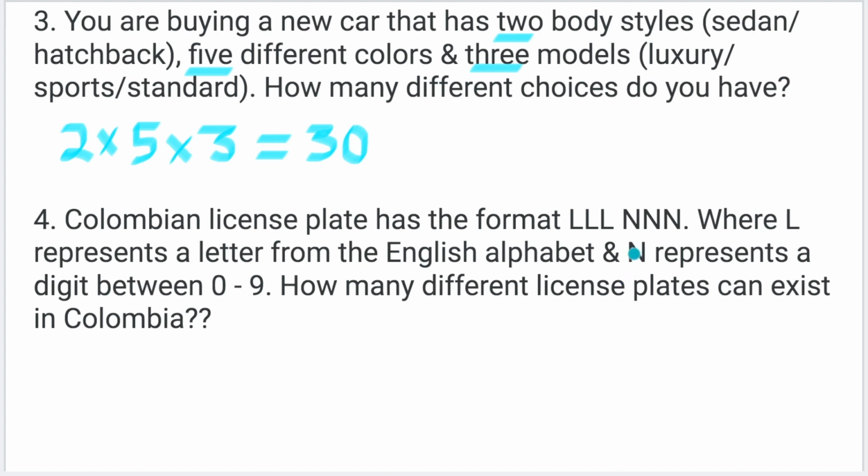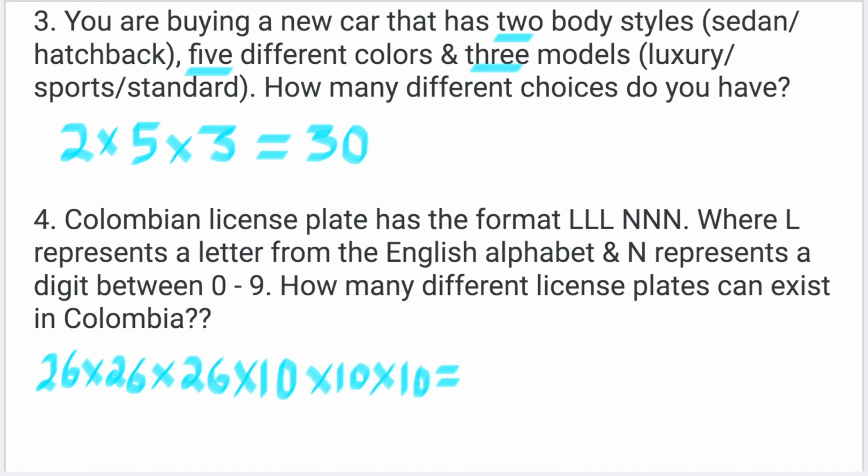So the first thing is to notice, how many choices do we have for the first letter? 26, because there are 26 letters in the alphabet. And then we're going to multiply that by another 26 and another 26. And then now we go to the numbers, the N. How many choices do we have for the first number? 10, another 10, and another 10.